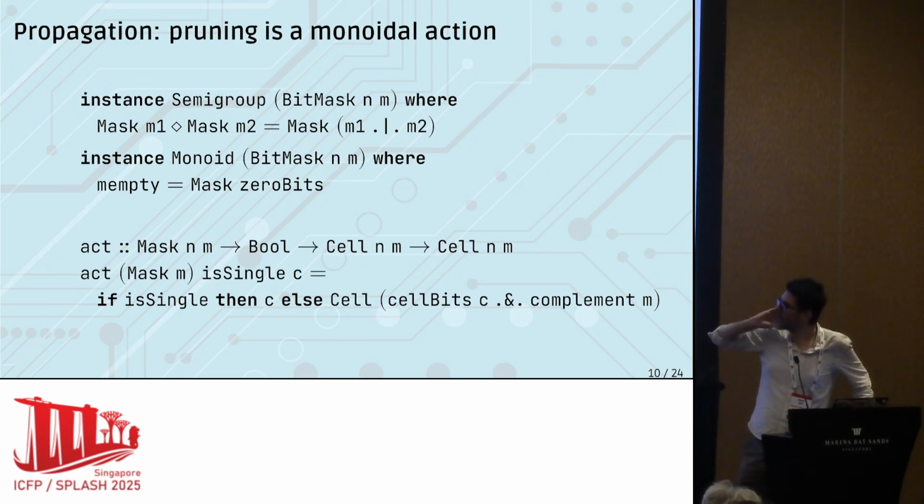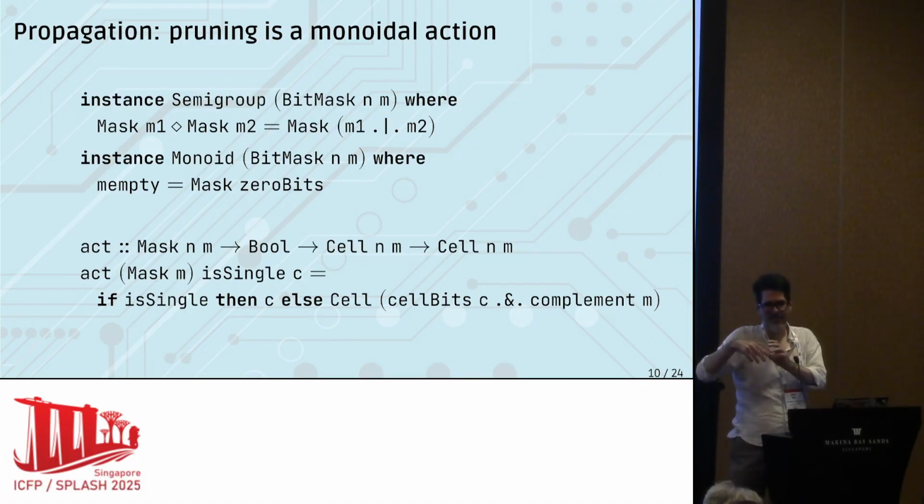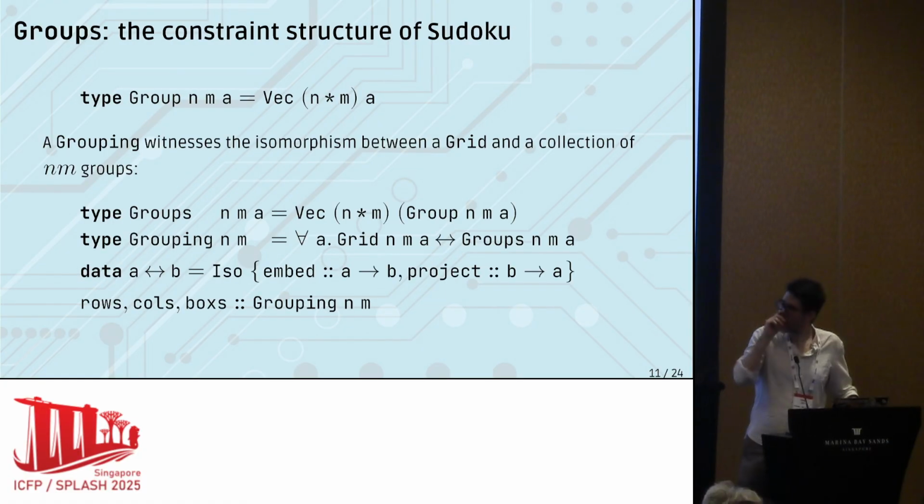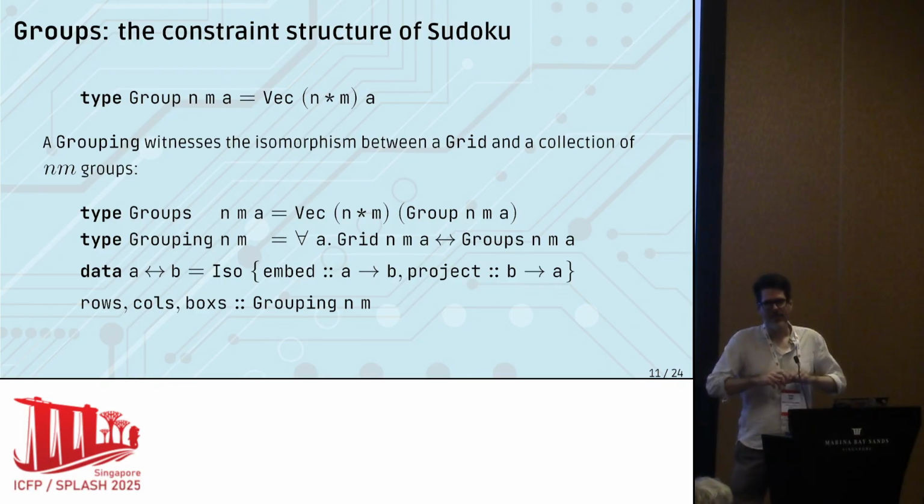But for us, really, all that matters here is that if you take the mconcat of masks and then apply that on a cell, it really is the same as if you kept applying different masks. So the next thing we need is the constraint structure of Sudoku, right? Because so far everything has been on the cell level, but what we really want is for cells to communicate with each other via rows, columns, and boxes.